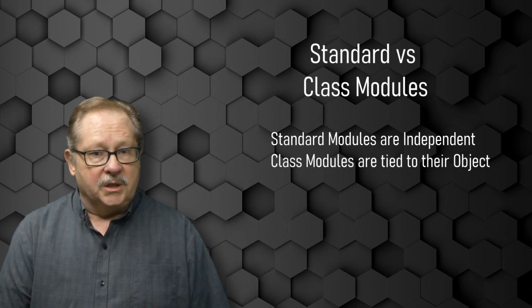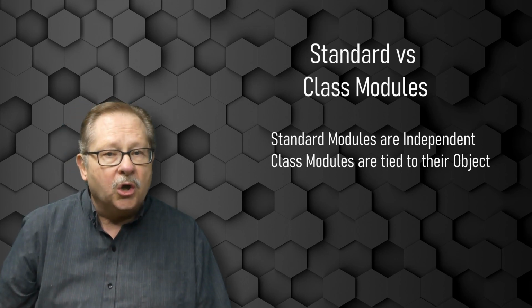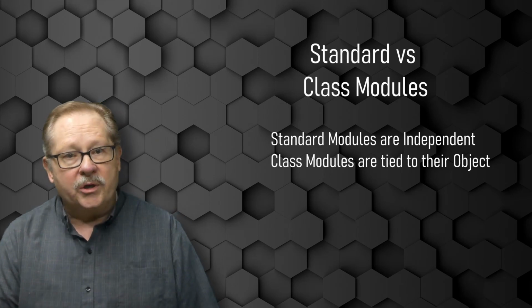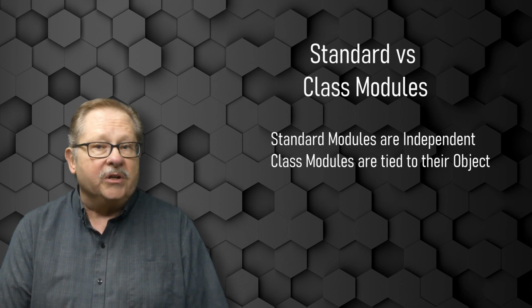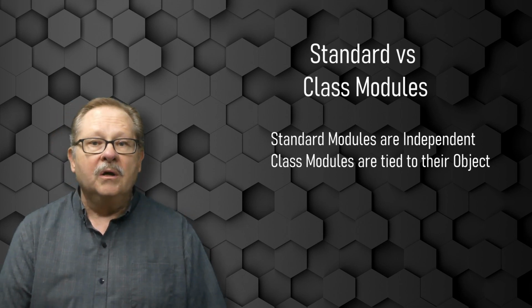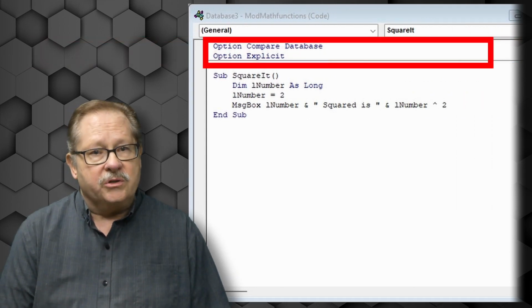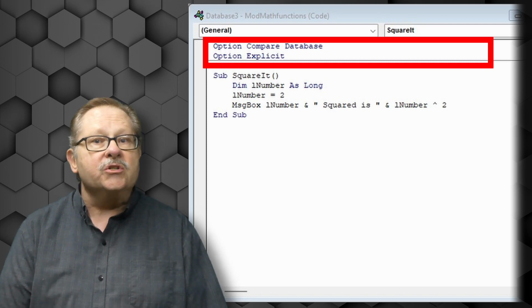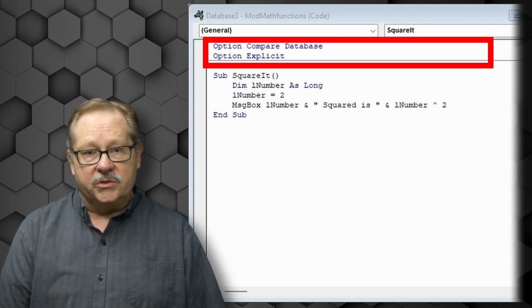Form and report modules, also referred to as class modules, are attached to their hosts and are accessed through the form property sheet or the report property sheet. They are created automatically by Access whenever you add VBA code to the form or report. The area above the first procedure in the module is called the declaration section. The declaration section is used to store options and variables that will apply to every procedure in the module.